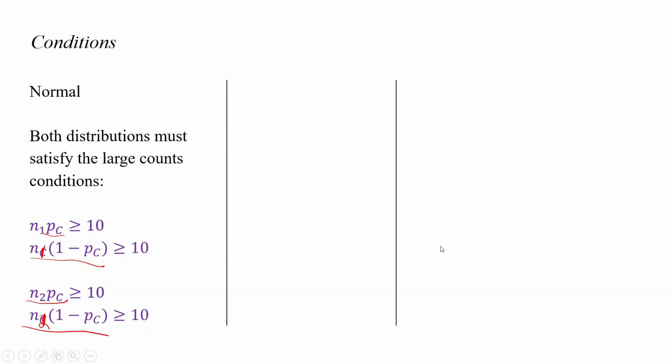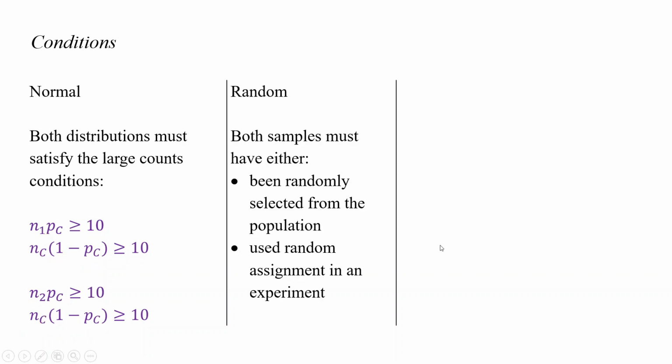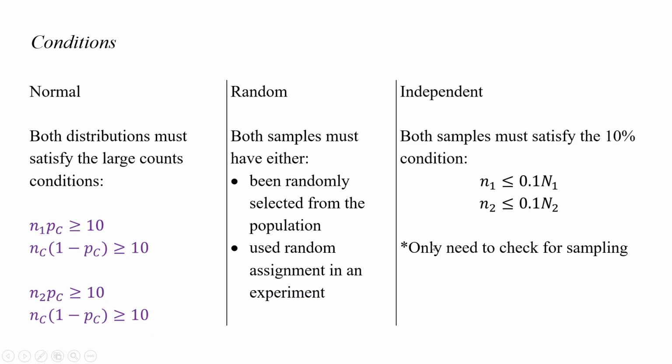Finishing off our conditions, the other two conditions are going to be the same as they've always been. Random: they have to be both randomly selected or both random assignment. And independent: if you're sampling, they both must satisfy the 10% condition. Random and independent have not changed. It's just the normal condition with that P sub C.